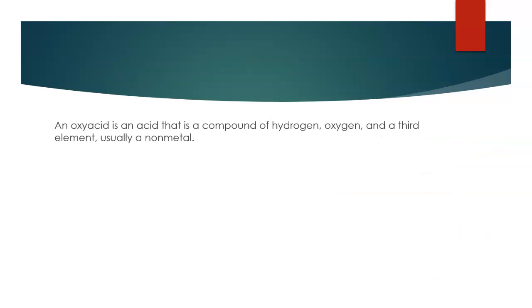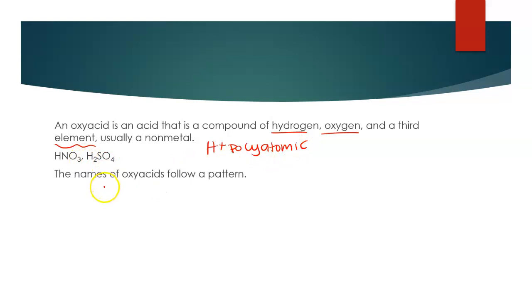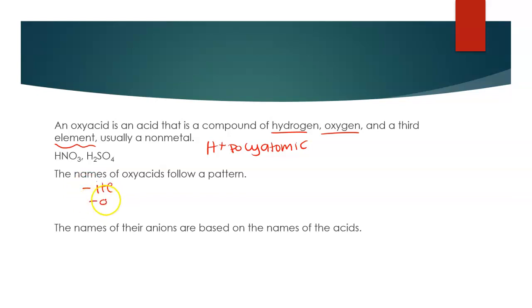In comparison, an oxyacid is an acid that is a compound of hydrogen, oxygen, and a third element, usually a nonmetal. So we oftentimes see this as hydrogen and a polyatomic, like HNO3 or H2SO4. The names of our oxyacids follow a pattern. If the polyatomic ends in "ite," we change the ending to "us," and if it ends in "ate," we change the ending to "ic." So if you ate it and it was icky.